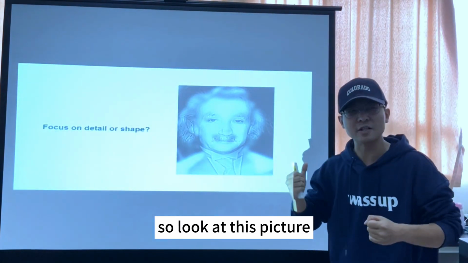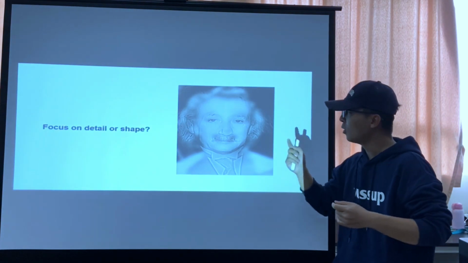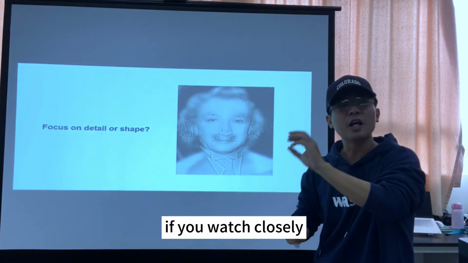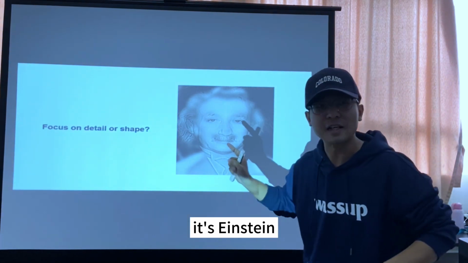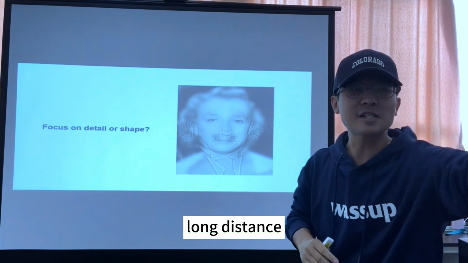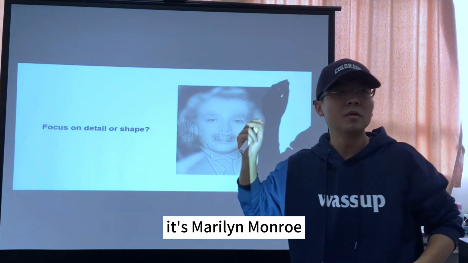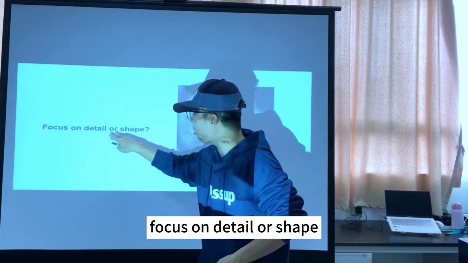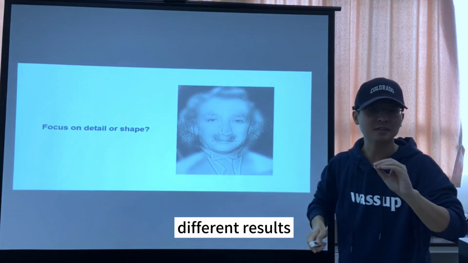So look at this picture. Who is he or she? Right. If you watch closely, it's Einstein. But if you watch it from a long distance, it's Marilyn Monroe. The difference is focus on detail or shape. Different results.